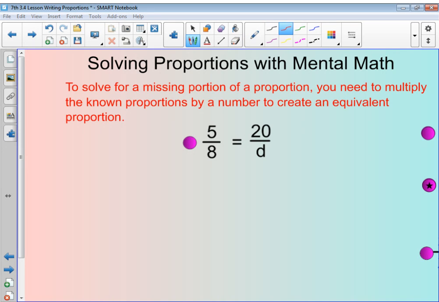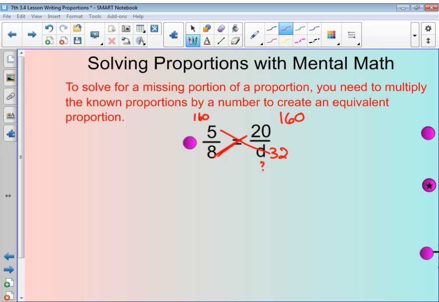So if I cross multiply, I would get 160. I need to find what number times 5 would give me the 160. So if I take 160 and divide by 5, it gives me 32. See, if I check 32 times 5, it's going to give me the 160. Okay, so I'm telling you that these are proportional, and then we're having to find that missing spot.